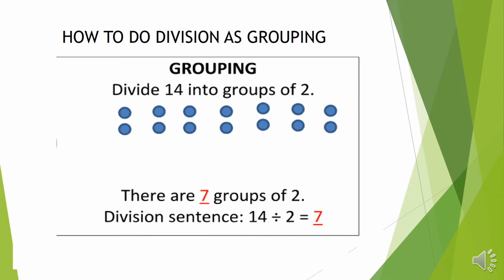Divide 14 into groups of 2. It means there are 14 in total and we have to divide 14 into groups of 2, which means we have to circle in groups of 2. Then we will get to know how many groups of 2 there will be in 14. I'm doing the circles. Make sure that each group will get 2.